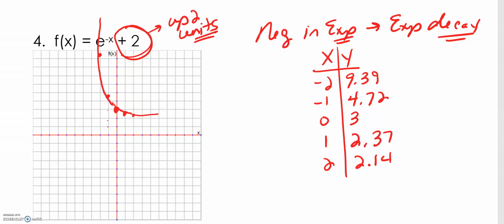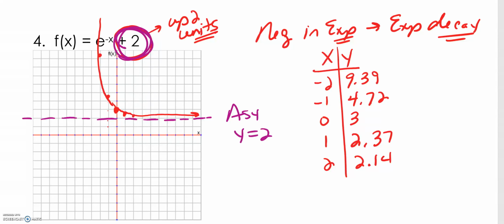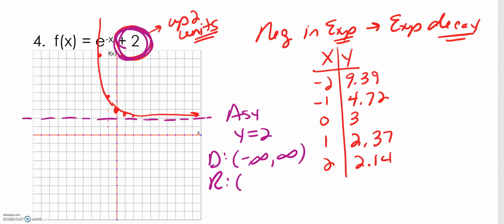So in this one, because of that +2, the asymptote shifts up 2 units. So my asymptote here is y equals 2. So my domain is -infinity to infinity, and then the range is going to be 2 to infinity. Okay, so that's it for the graphs.